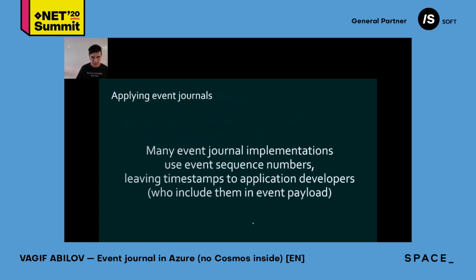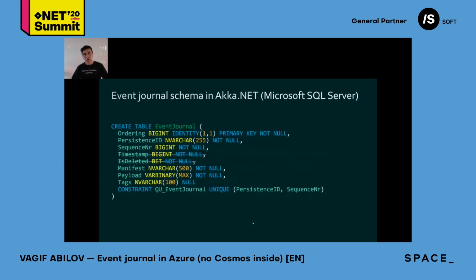So with that in mind, it's probably easier to relieve the event journal itself from interpretation of times and leave it to application developers. So many event journals do exactly that. They use event sequence numbers and they leave timestamps to app developers, who of course are obliged to include them in the event payload. So here is an example of an event journal from one of the event source-based systems.